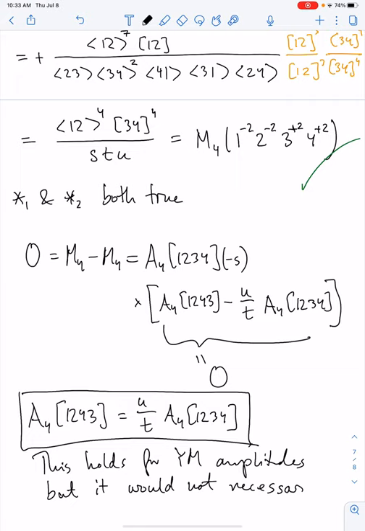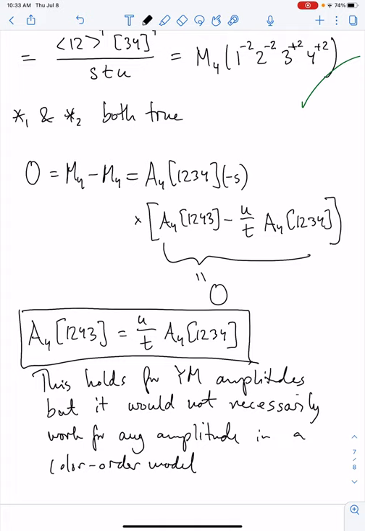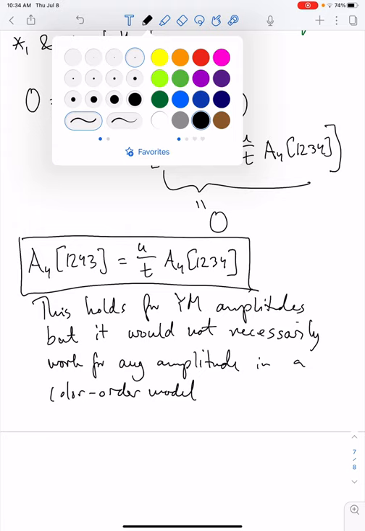So it would not necessarily work for all amplitudes, or for any amplitude in some color-ordered model, but it does hold for Yang-Mills. And this relation is an example of what is known in the literature now as a BCJ relation.